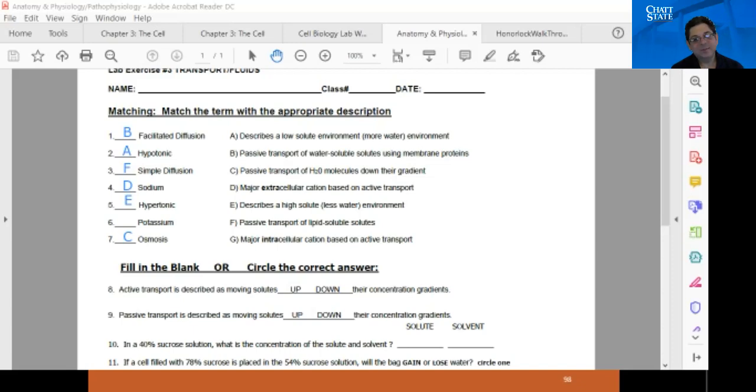All right, last one, passive transport, or excuse me, major intracellular cation. So intracellular, dictated by that active transport. What do we get? Potassium. There you go. So that's our last one. So yeah, those are all your answers to those questions.